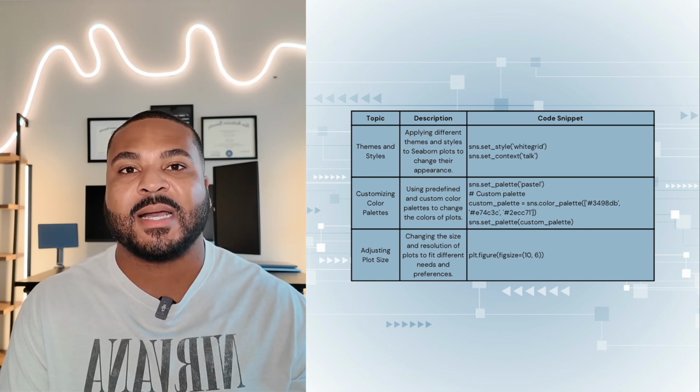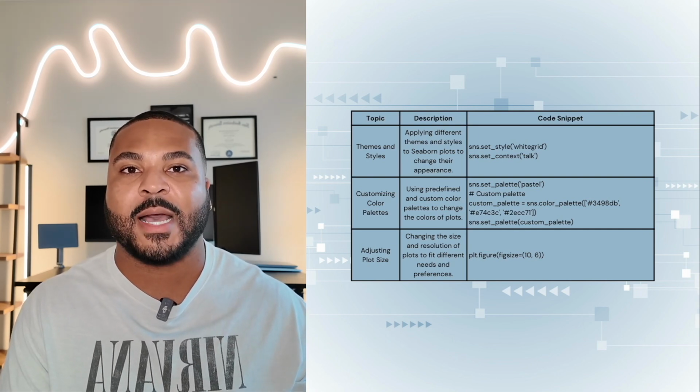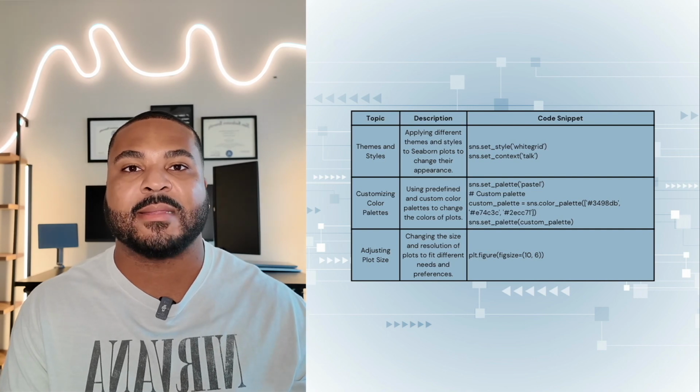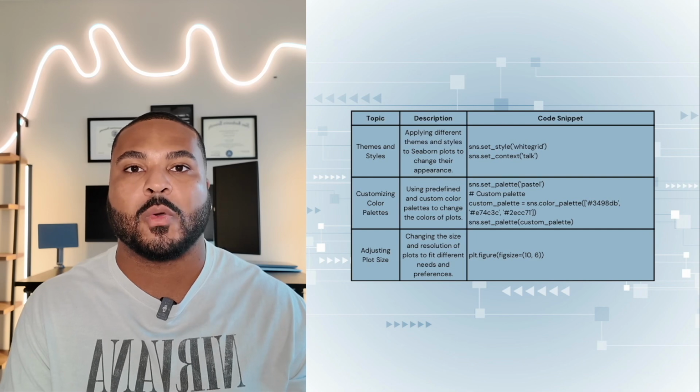snippet. You can also set the context to control the scaling of plot elements, such as labels and lines, making your plot suitable for different contexts like presentations or reports.